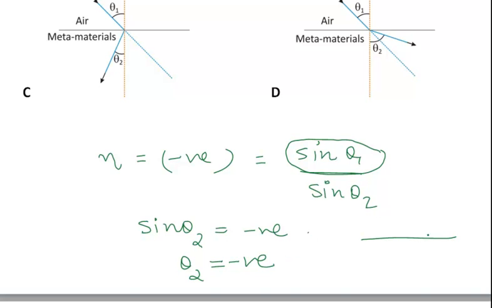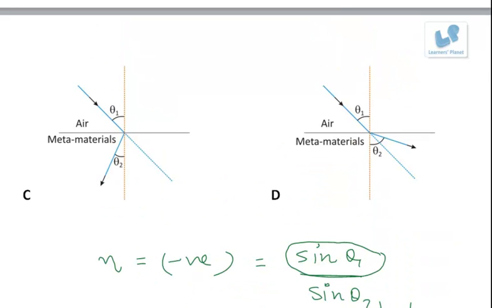Now the sense in which theta 2 is measured is in this direction. If theta 2 is negative, that means it is in this direction. So the ray incident with theta 1 in one medium gets refracted on the same side of the normal, because theta 2 has to be negative. So among the four options, option C is the correct one.